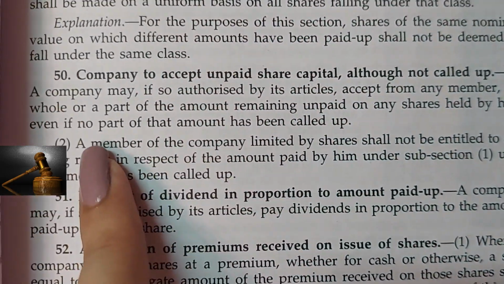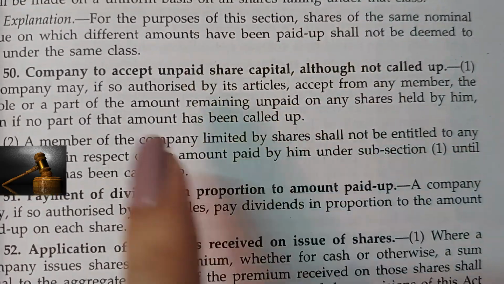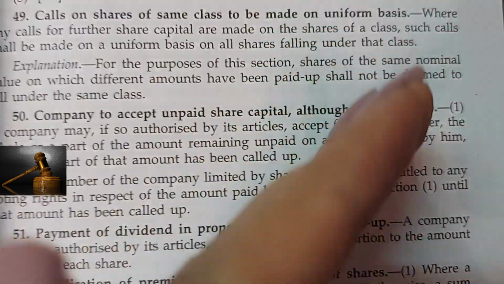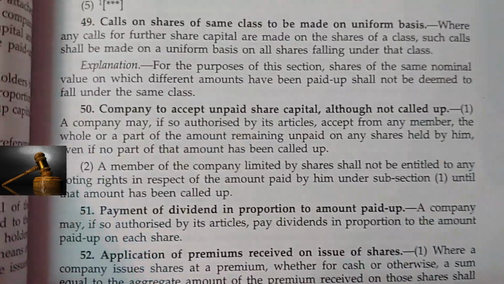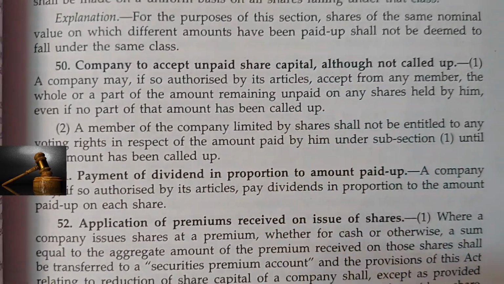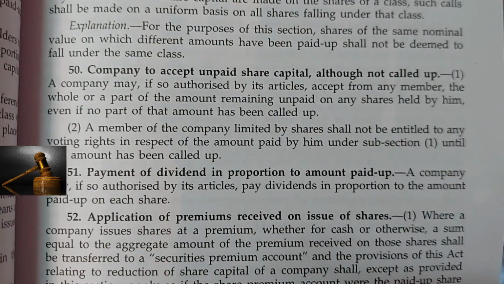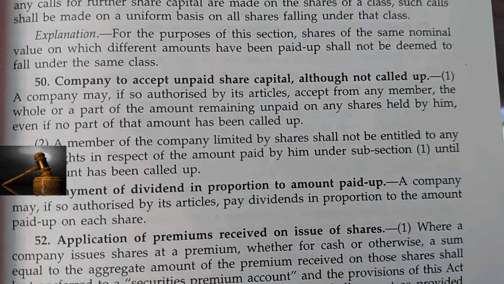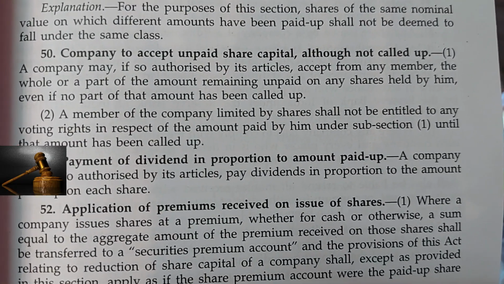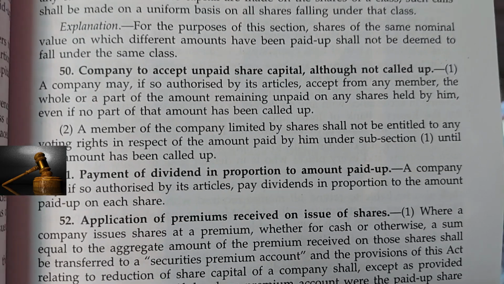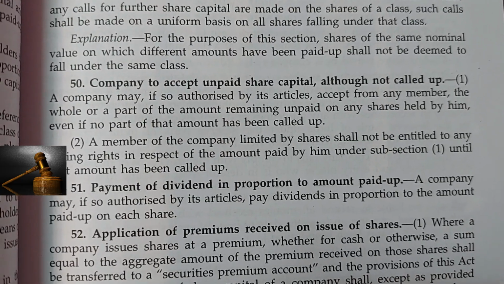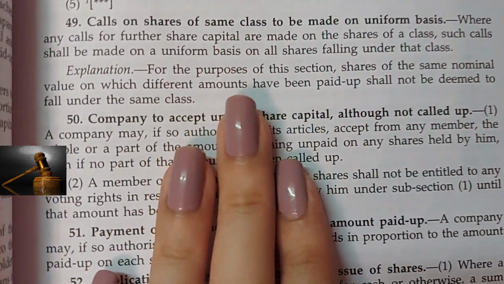It can take the whole or any part. If any amount is unpaid on the shares that are held by him, the company may take it. If it's authorized by the articles of association, they can accept from any member, even if no part of that amount has been called up, because we know that there are calls for the shares, right? The share amount is divided into calls so that not to pay at one time and to pay in smaller amounts, but the company can take it if it's so authorized by the articles, whole or part of it, even if it's not called by the company. So this is what I'm trying to say.